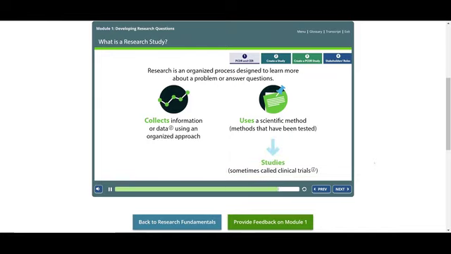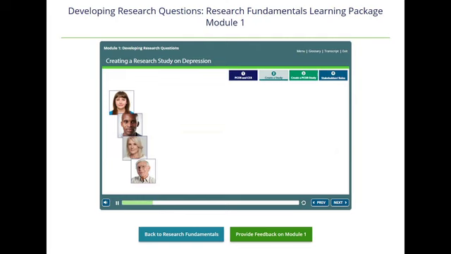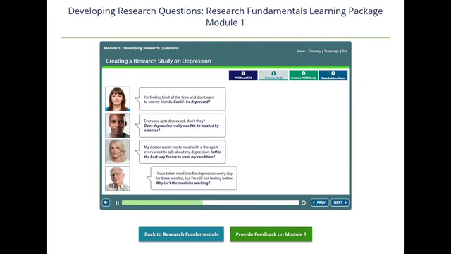There are many different kinds of studies. Some can be called trials or clinical trials. Let's look at some questions many patients or caregivers have about depression and see how to develop a question into a research study. It's a major health issue and affects many people. There are many possible questions you might want researchers to answer.